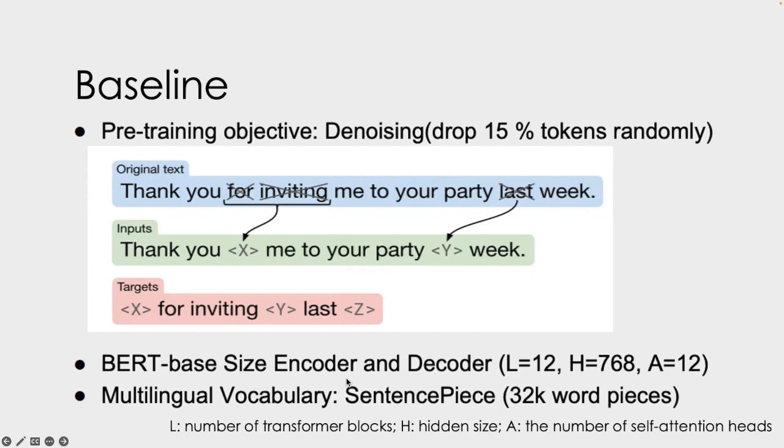And for the transformer, this is the number of blocks, this is the hidden size, and the number of attention heads in the transformer model. So basically they put together a transformer that has a similar size to the BERT model, and it's using a multilingual vocabulary, which has 32K words, so that it can do the translation task, although it is only pre-trained on the English text corpus.